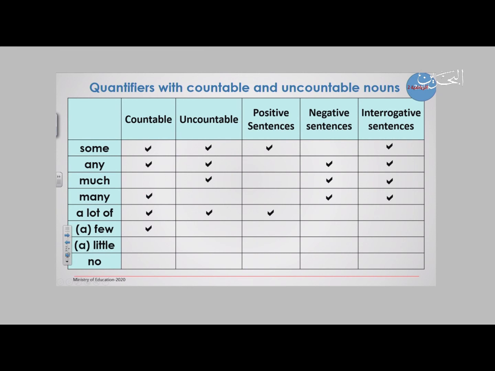Few, I can use it with countable and positive sentence. Little, I use it with uncountable, positive sentence. No, I can use it with countable. For example, there are no bananas. Uncountable, there is no coffee. And positive sentences.